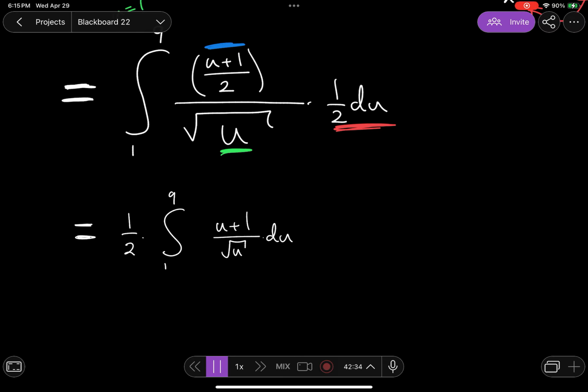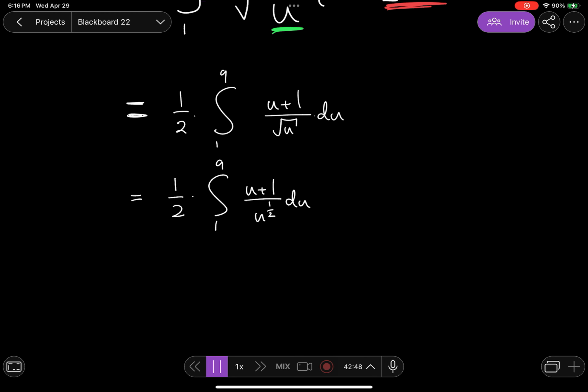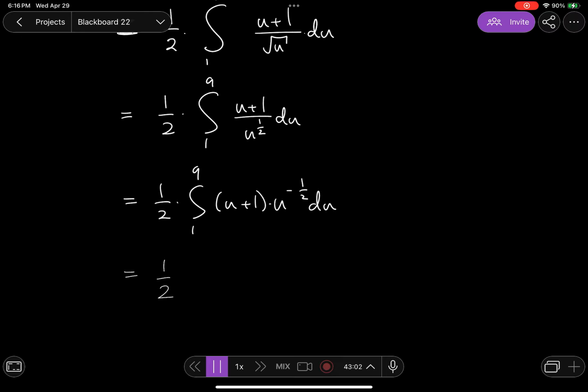All right. And this is the same thing. Watch this carefully. This is the same thing as 1/2 times the integral from 1 to 9 of u plus 1 divided by u to the 1/2. That's just a change in notation. This is the same thing as 1/2 times the integral from 1 to 9 of u plus 1 times u to the negative 1/2 du. That is the same thing as 1/2 times the integral from 1 to 9 of u times u to the negative 1/2 plus u to the negative 1/2. Again, that was an algebra step.